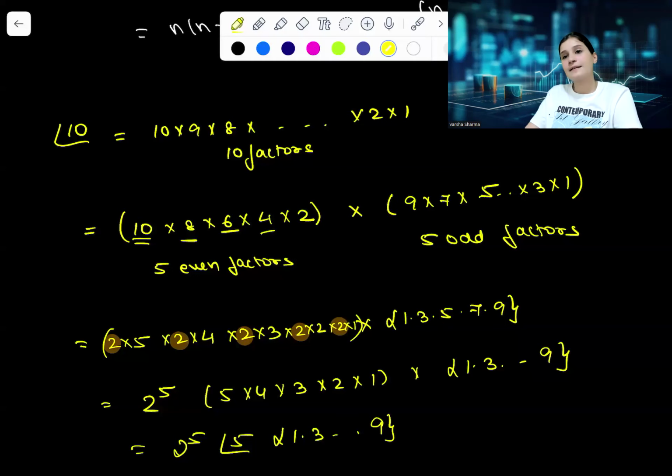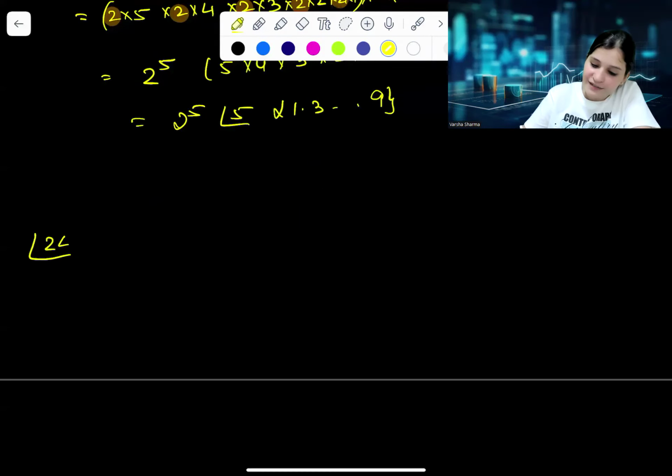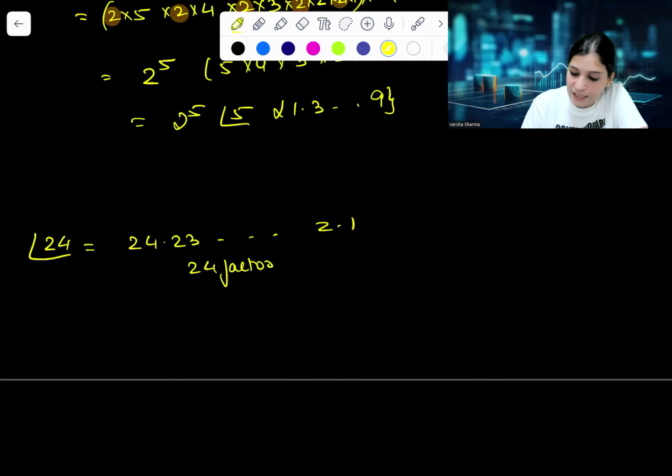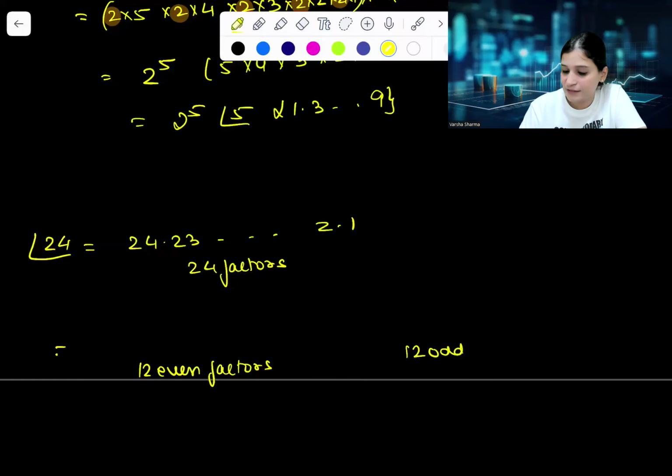Yes? Yes, ma'am. If I would have had factorial 24, again it's an even number. If I open, how many numbers will I get? For 24, numbers from 24, 23 up to 2 into 1. I'll get 24 factors. How many are even? How many are odd? 12 are even, 12 are odd. 12 even factors, 12 odd factors.